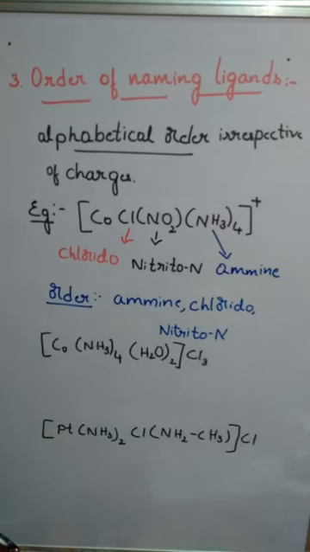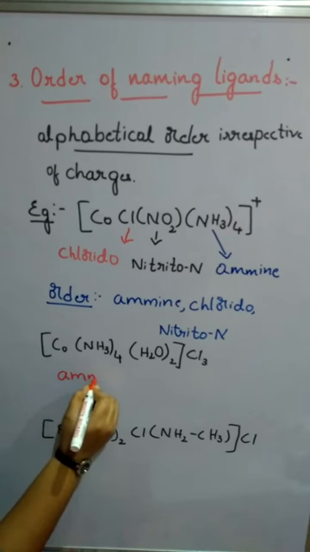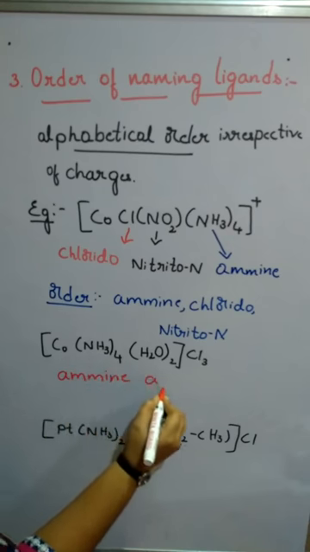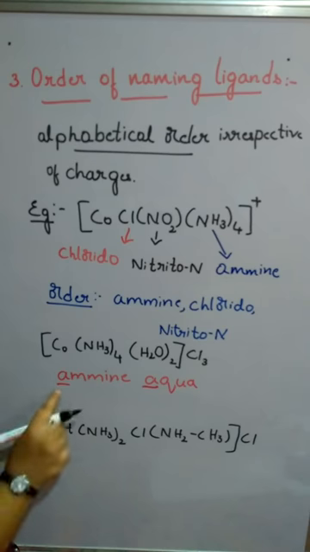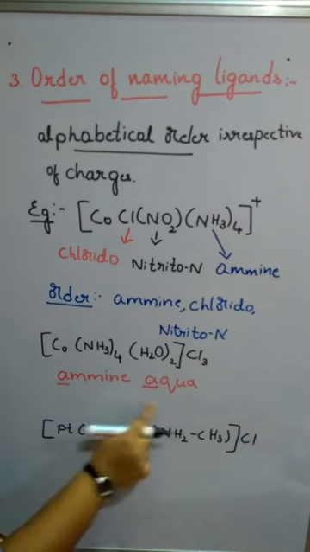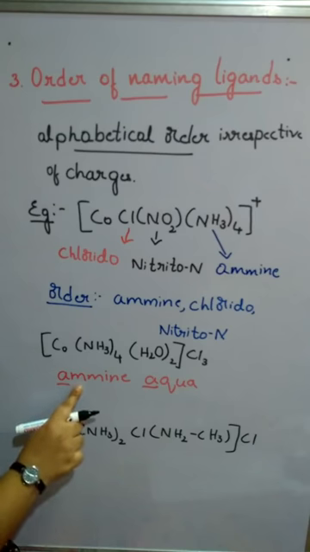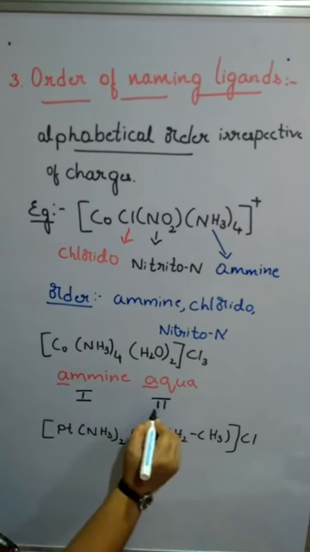Next, cobalt with ammine, aqua, that is H2O, and Cl3. In this the ligands are ammine and aqua. Ammine, A-M-M-I-N-E, and aqua. Both start with A only. So if the names start with the same alphabet, then we are going to check the next letter. If the next letter is checked, M comes first, then Q in the alphabetical order. So ammine should be written first, and then aqua.